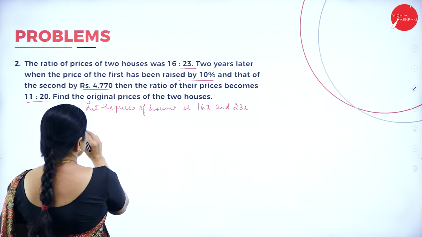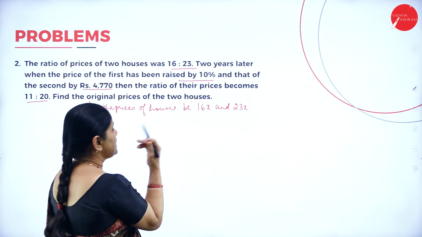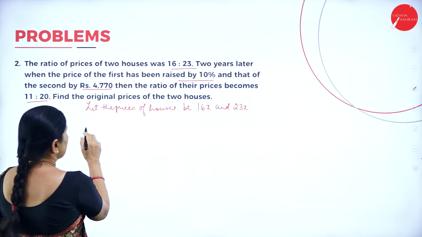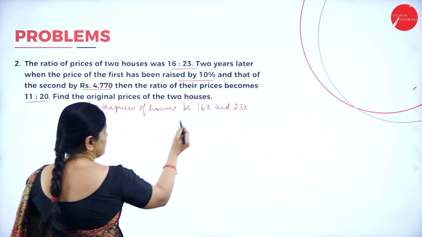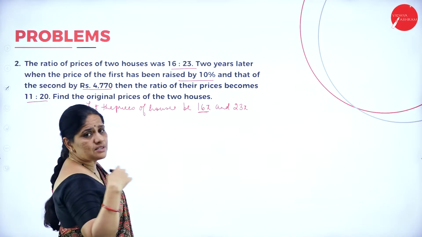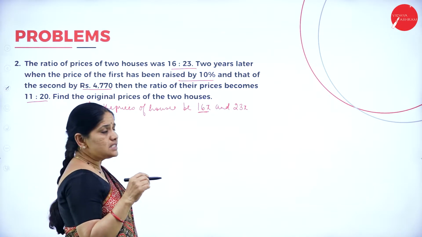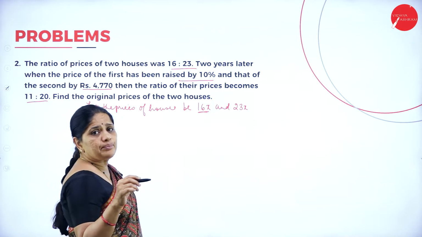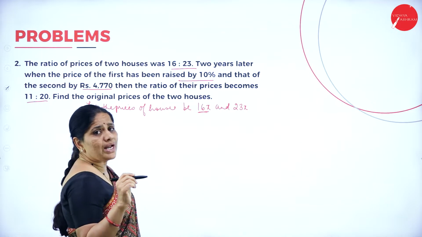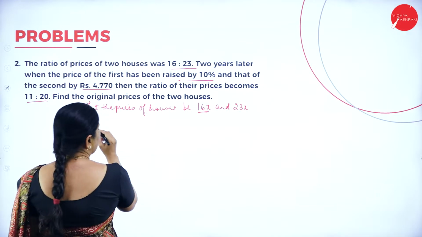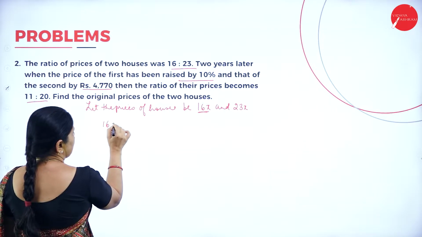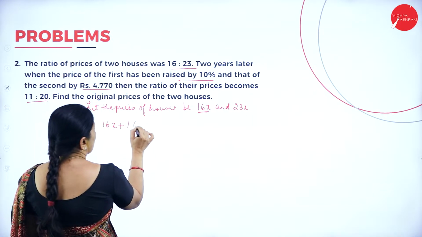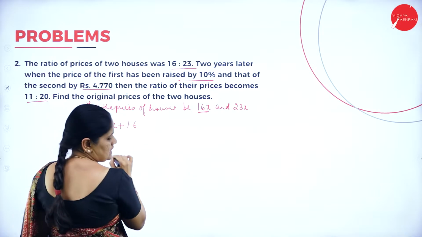So what is given here? Two years later, when the price of the first has been raised by 10% and that of the second by 4,770. The price of the first house is raised by 10%. That is 16 into 10%, so that will be equal to 1.6. So I'll write it as 16x plus 1.6x.